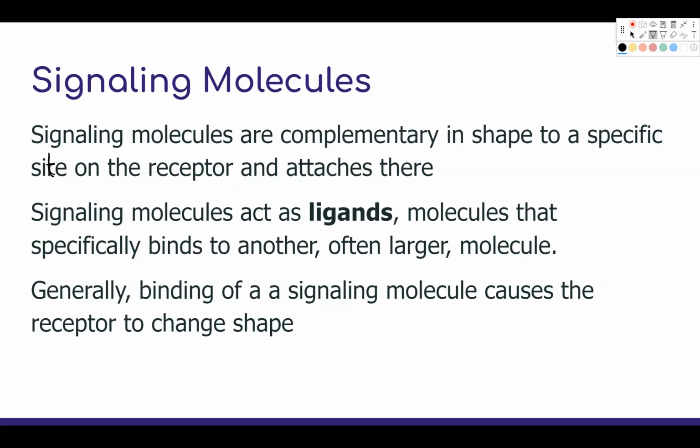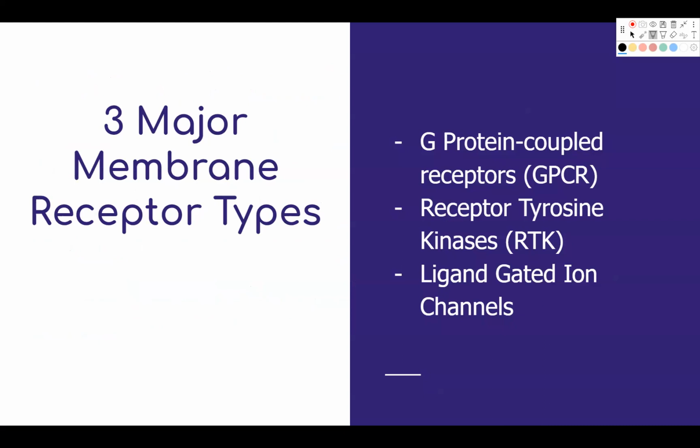All right. So, there are, like I said, 3 major types of membrane receptors. These are the 3 that we're going to talk about today. The first one is a G protein coupled receptor or a GPCR. I usually just say G protein because GPCR sounds like alphabet soup in my brain and I get them mixed up. So that's the first one we're going to talk about.